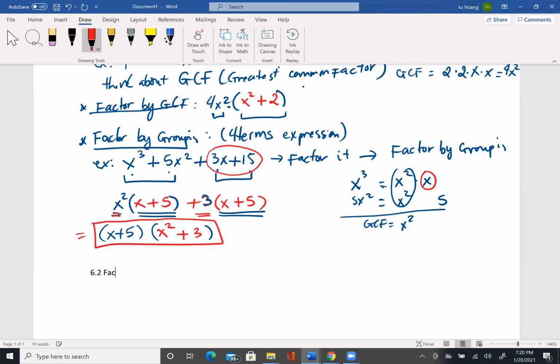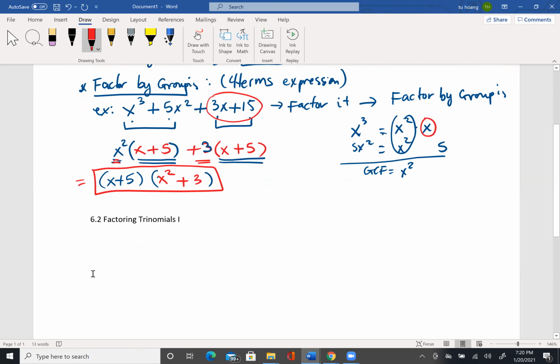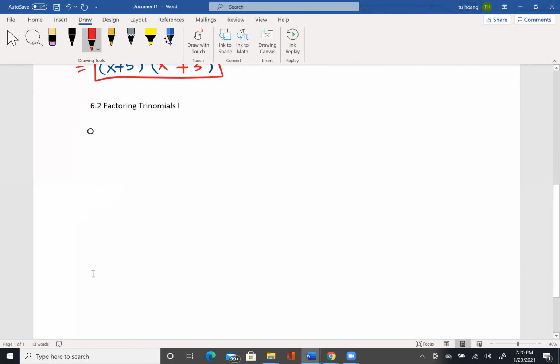We talk about factoring trinomial number 1, which is what is that? Okay, so we have trinomial number 1 in the format x squared plus bx plus c. Okay, that is the form of that.